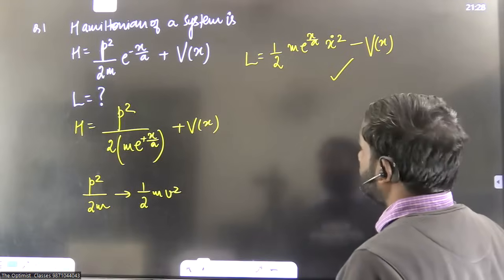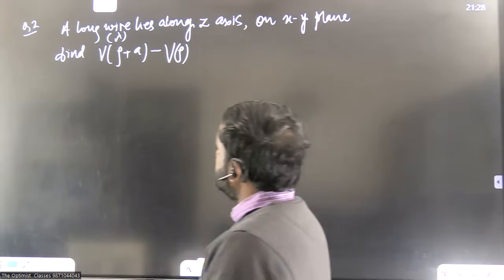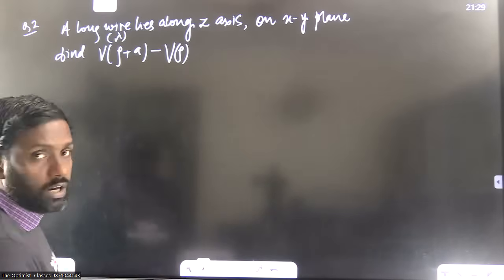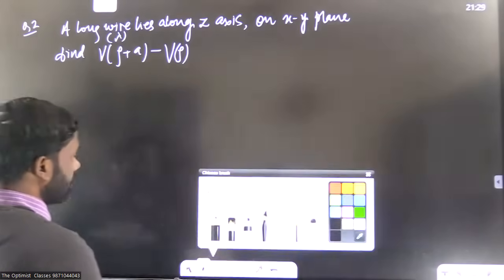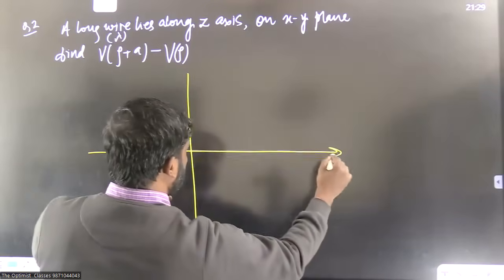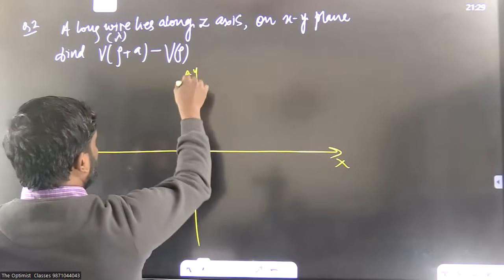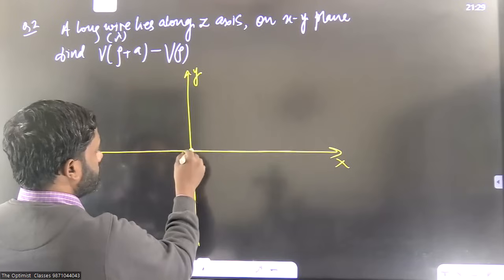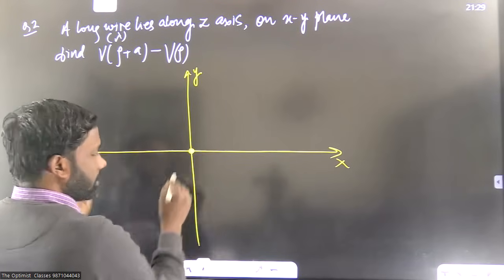Okay, now move to another question. See, this question is related to electrostatics. There were two questions from electrostatics, I think. The question says a long wire lies along the z-axis. So there is a wire, I'm showing it by a dot here. This dot represents the wire.